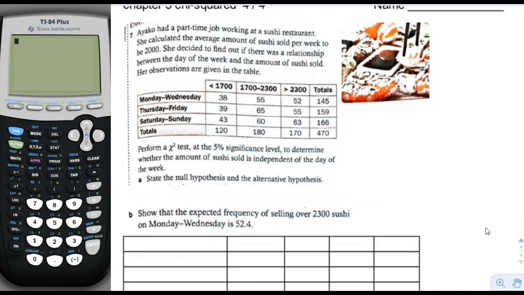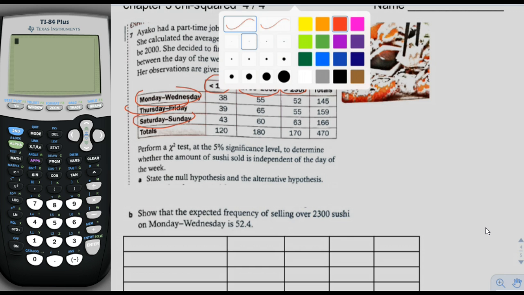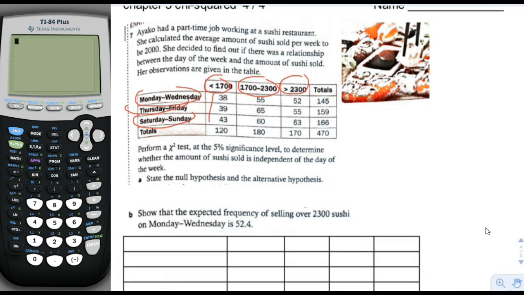Okay, so we have divided up the days into Monday through Wednesday, Thursday through Friday, and Saturday, Sunday. And then the days that sell between 1,700 and 2,300 sushi is here, and the day that sells less than 1,700 is here, and the more than 2,300 is here. Now remember, the actual data is in the middle, so that's this section here, and the totals you kind of ignore. Now you're going to perform a chi-squared test at a 5% significance level to determine whether the amount of sushi sold is independent of the day of the week.